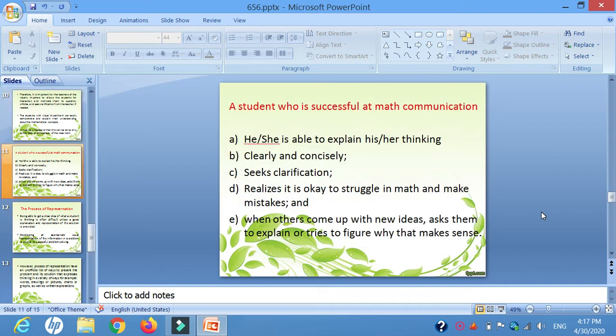A student who is successful at math communication is able to explain his or her thinking clearly and concisely, seeks clarification, realizes it is okay to struggle in math and make mistakes, and when others come up with new ideas, asks them to explain or tries to figure out why that makes sense.